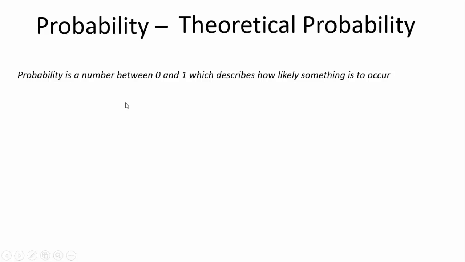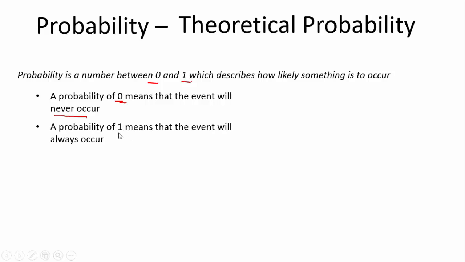Right now, theoretical probability is what we've just done. In the previous video, it's a number between 0 and 1, which describes how likely something is to occur. A probability of 0 means that an event will never occur. It will never happen if the probability is 0. A probability of 1 means that the event will always occur. It will happen 100% of the time. 0 is 0%, 1 is 100%. A probability of 0.5 means that the event will occur half the time, right?